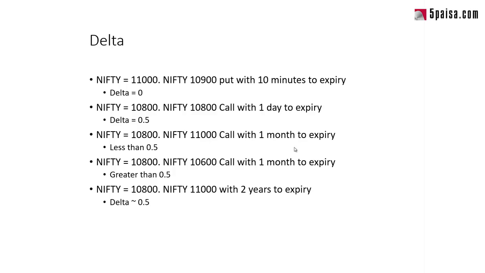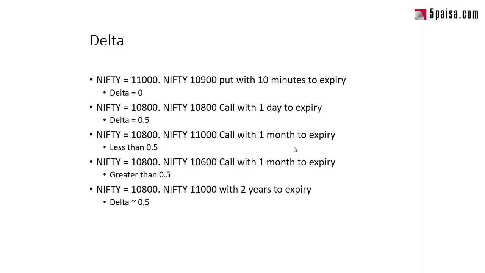So let's say Nifty is at 11,000 and you have a Nifty 10,900 put with 10 minutes to expiry, right? Delta is 0 because there's no chance it is going to expire below 10,900 in the last 10 minutes of expiry. When Nifty is at 10,800 and you have a Nifty 10,800 call with 1 day to expiry, delta is 0.5 because it could go either way. Nifty is at 10,800, you have a Nifty 11,000 call with 1 month to expiry. Delta is less than 0.5 because there is some chance, but it's not a totally lost cause.